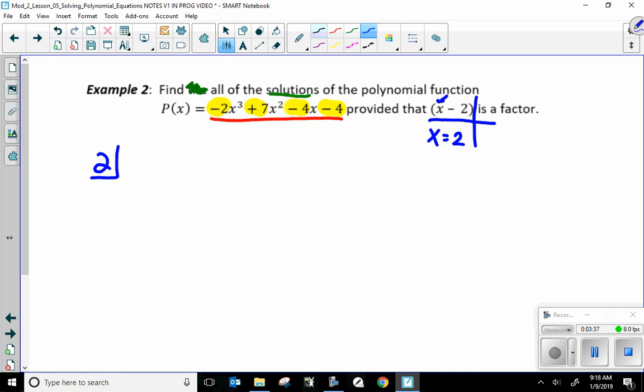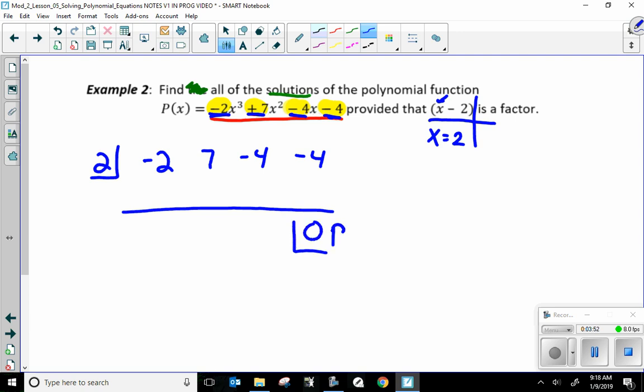All right? So I'm going to take negative 2, a positive 7, a negative 4, and another negative 4. I just took these values. Okay, I'm going to draw this line here. And this last term down here has to be 0. How do I know? Because this is a factor. When I divide something by a factor, I should get a remainder of 0. That's how I know it's a factor. If I don't get a 0 here, something's wrong.